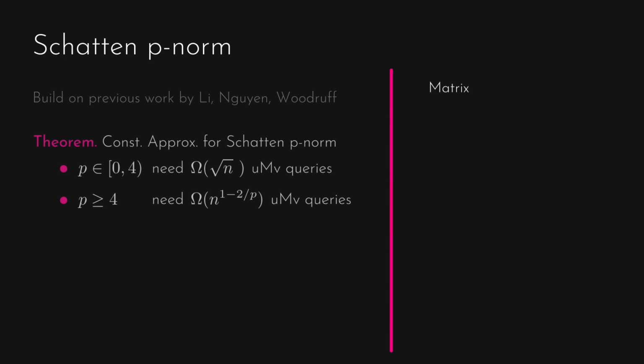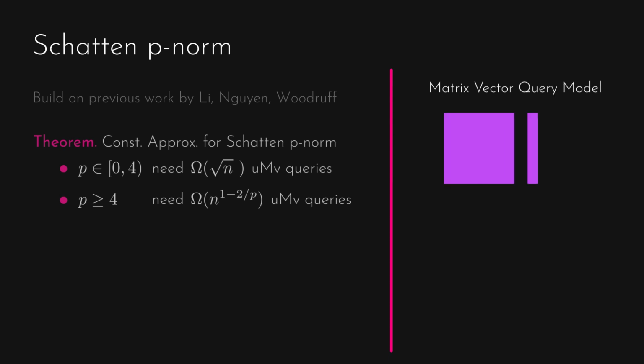And as the name suggests, you specify a single vector v and you get the output M times v, which is an n-dimensional vector. A previous paper by Sun, Woodruff, Yang, and Zhang studies this model for a bunch of linear algebra, statistics, and graph problems, and in many ways their work was an inspiration for ours.